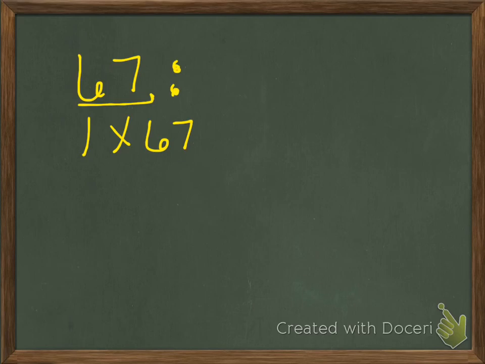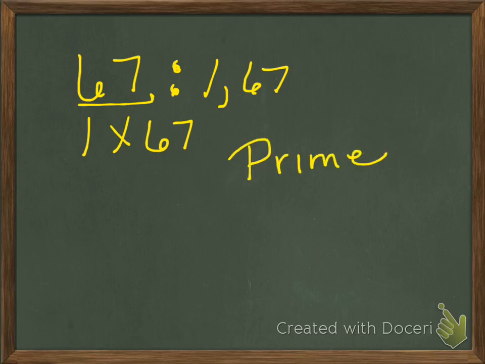So the factor pairs of 67, or the factors of 67, are 1 and 67. Since 67 only has 2 factors, I know that 67 is a prime number.